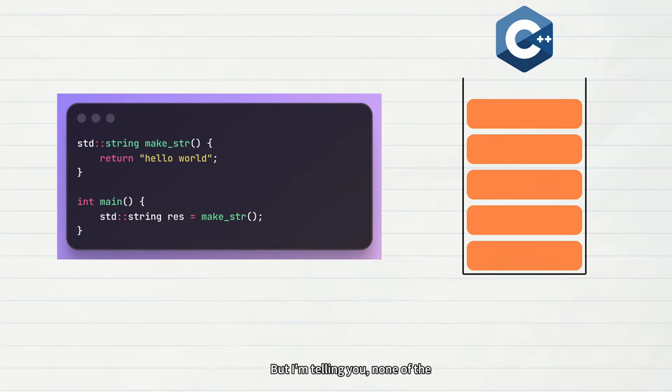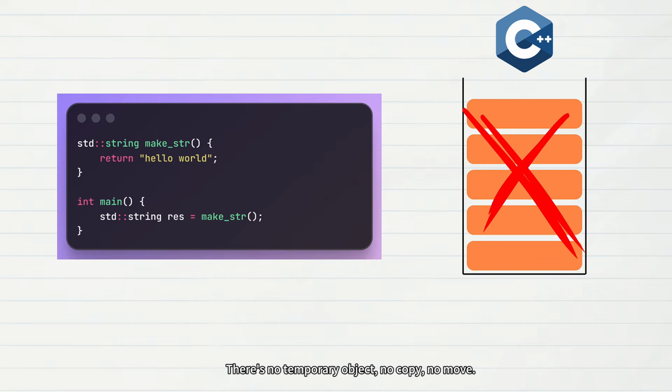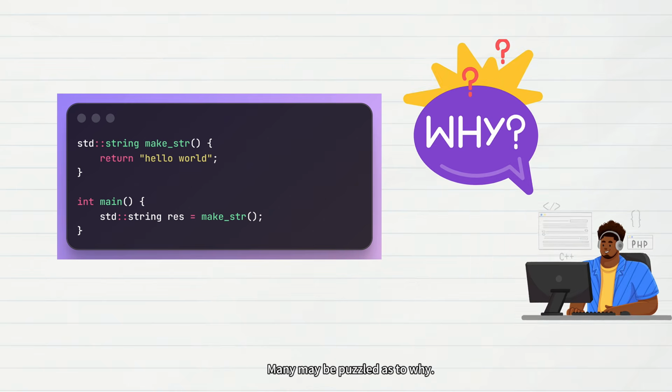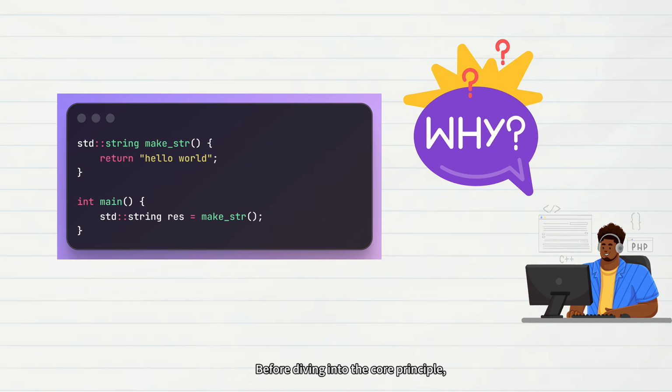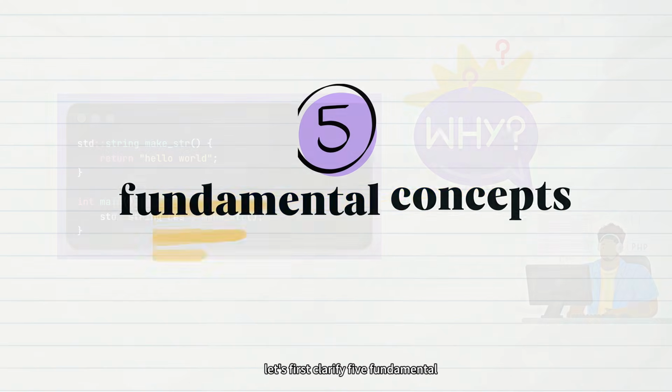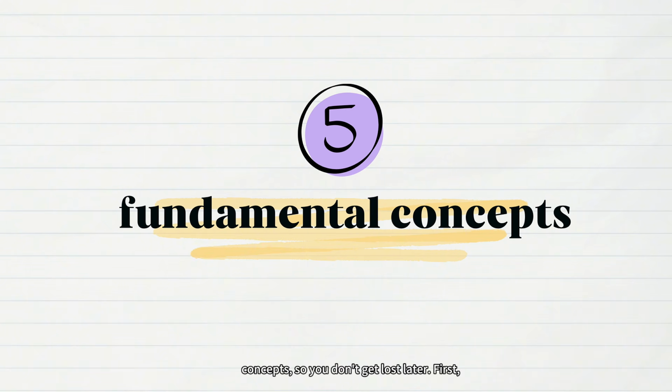But I'm telling you, none of the steps above actually happen. There's no temporary object, no copy, no move. Even the return value object you imagine never actually exists in memory. Many may be puzzled as to why. Before diving into the core principle, let's first clarify 5 fundamental concepts so you don't get lost later.